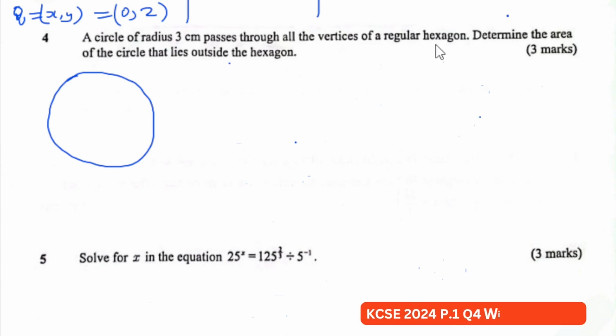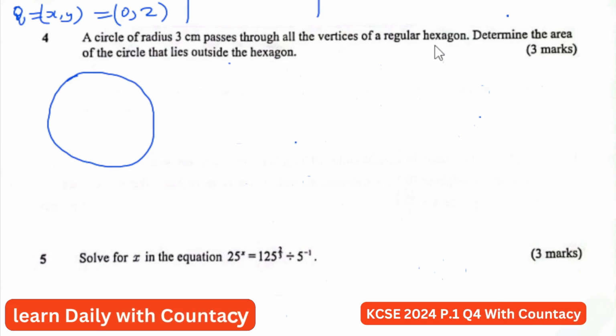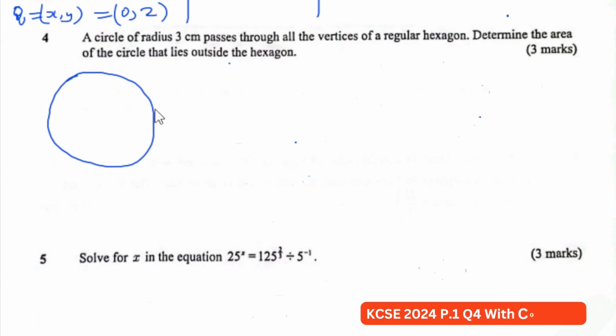We are supposed to ask ourselves, what is a hexagon? A hexagon is a 6-sided figure. Therefore, we should have a 6-sided figure whose vertices are touching the circumference of this circle. So let's find how we can plot that. That is a 6-sided figure whose vertices are touching the circle.